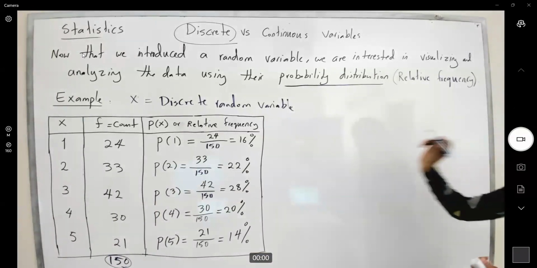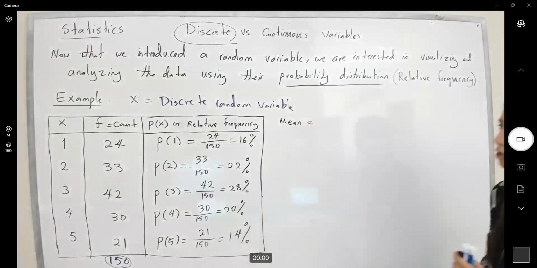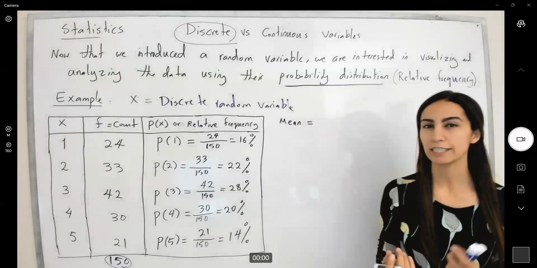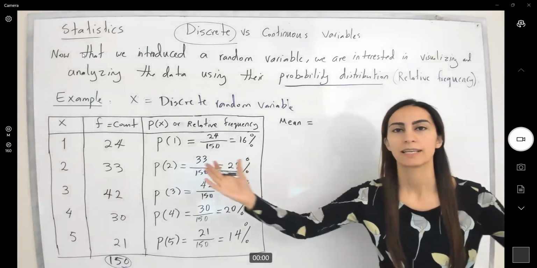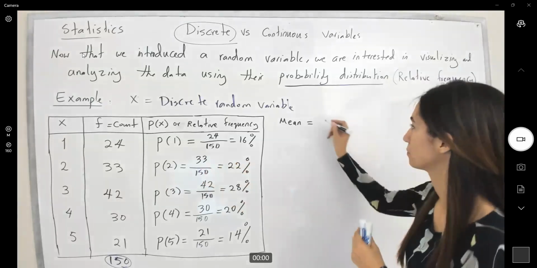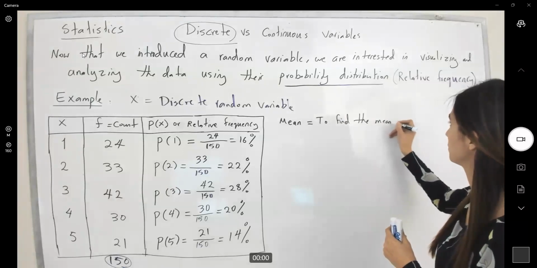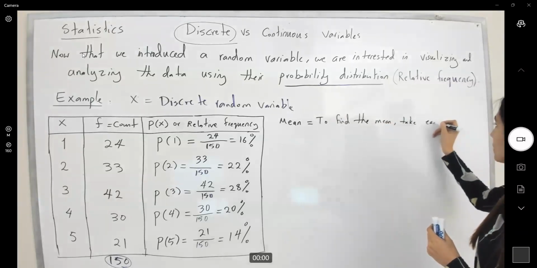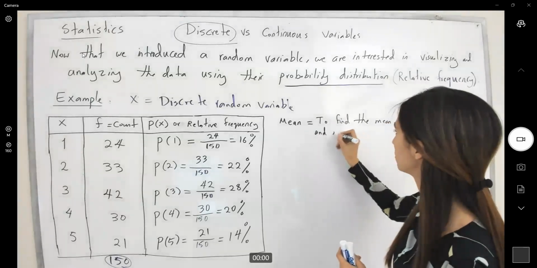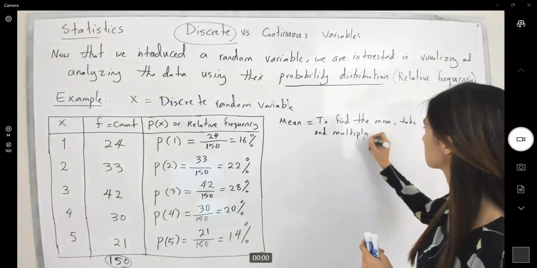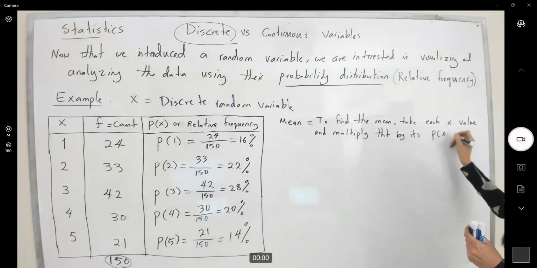So, to calculate the mean, what are you going to do? You're going to take each x value, multiply by each p of x, then add them all together to find the mean. Take each x value and multiply that by its p of x.